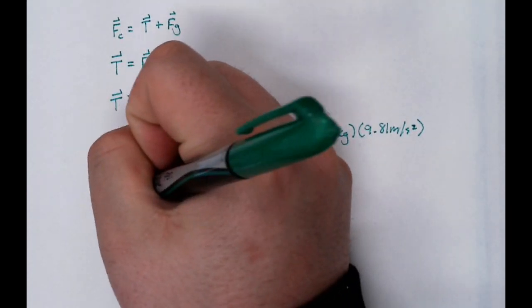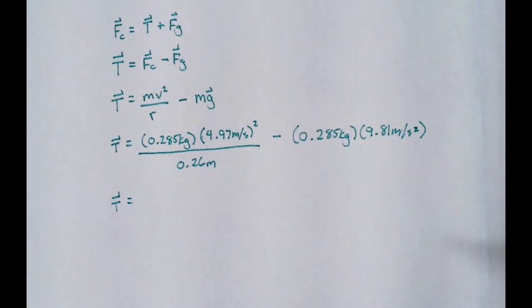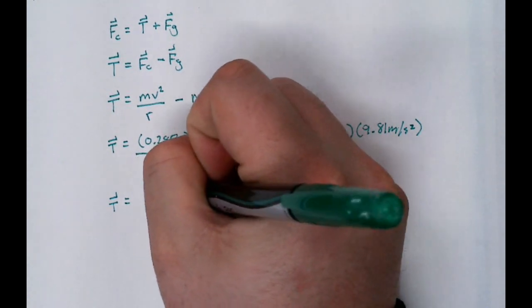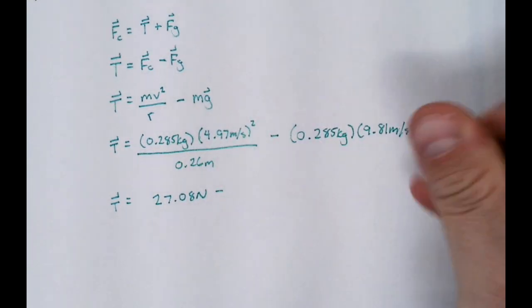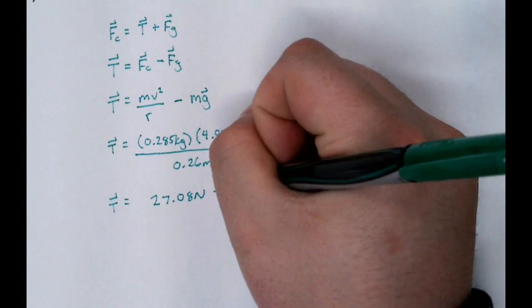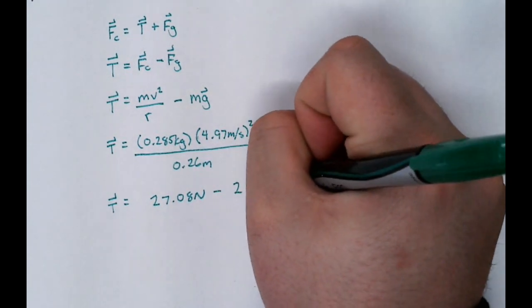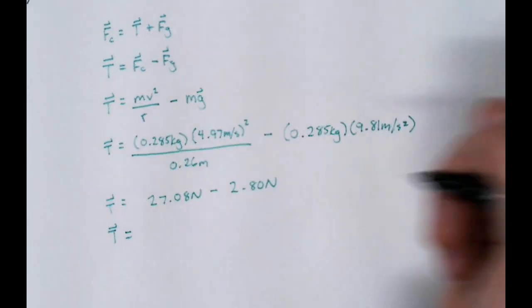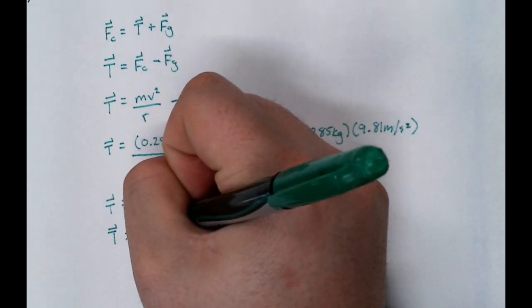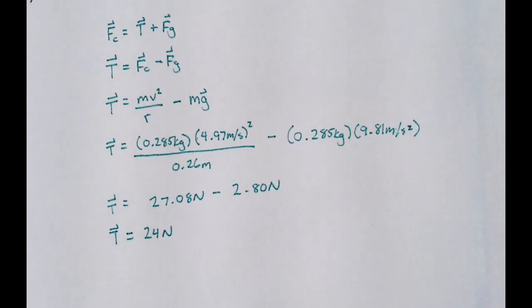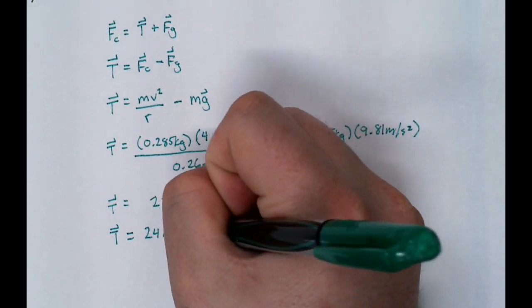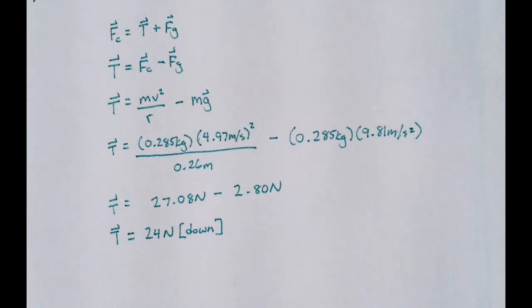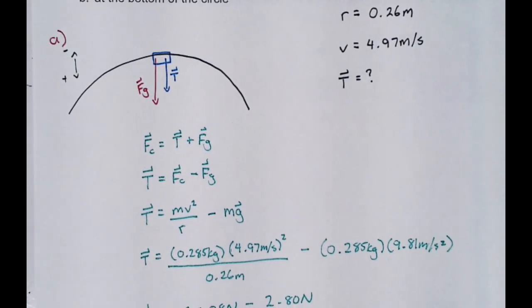So if you're solving this, I recommend you do it one step at a time. I would solve this term first, which is 27.08 newtons, minus the second term, which is 2.80 newtons. So your tension force at the top of the circle is going to be 24 newtons, and it's positive, so it's going to be down. So that is when you're at the top of the circle.